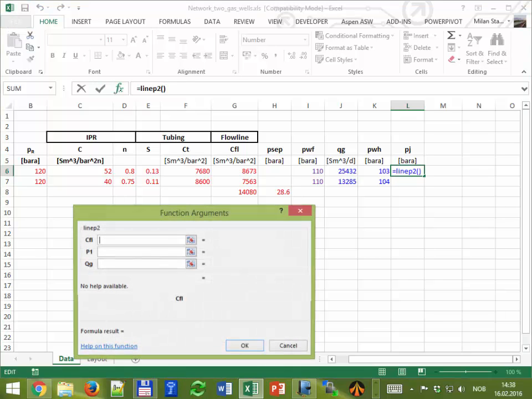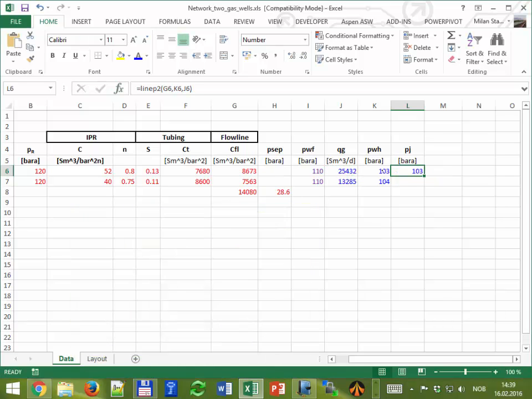Let's see, it's using the coefficient of the flow line. Each one of them has its own flow line. Then the inlet pressure to the flow line, that's going to be the PWH, and the rate is this one, okay, and 102. There are almost no losses between the wellhead and the junction. Maybe the pipe is too big. Okay, then we drag it down and we have line P2. Everything goes okay so far, and that's where I stop up to this point.